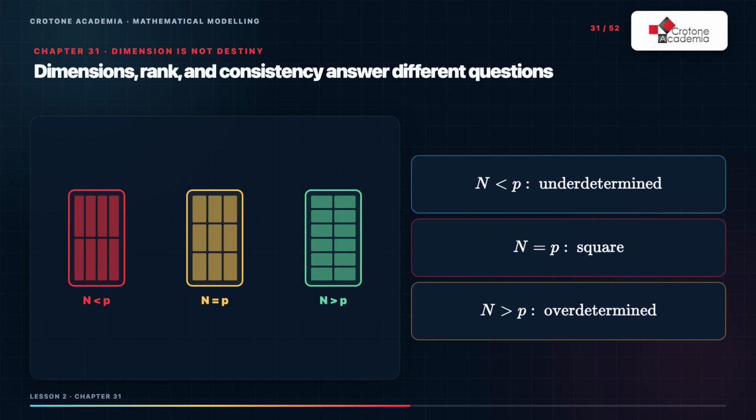Dimension counts equations and unknowns. Rank counts independent parameter directions. Consistency asks whether the observed vector lies among the predictions the model can produce. Identifiability asks whether one unique parameter vector produced it.